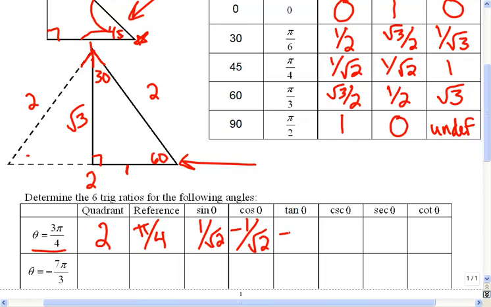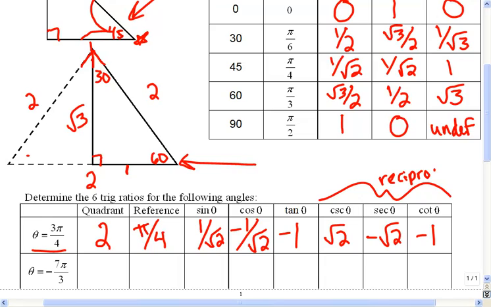Okay, so I'll try to catch up to you here so you can double check your answers. So all I did for these three was I just took the reciprocal of their corresponding ratio. So instead of 1 over root 2, I just flipped it. It becomes root 2.